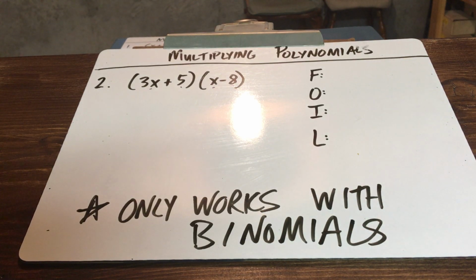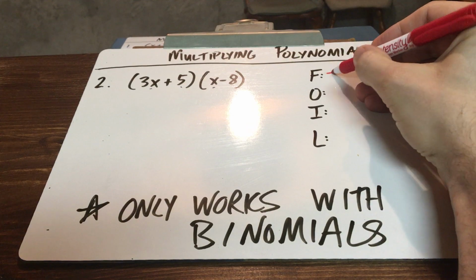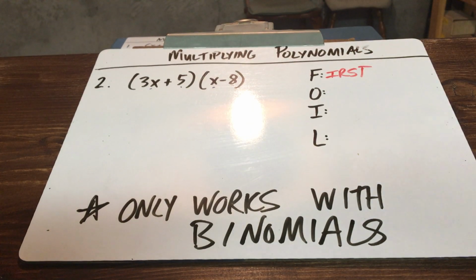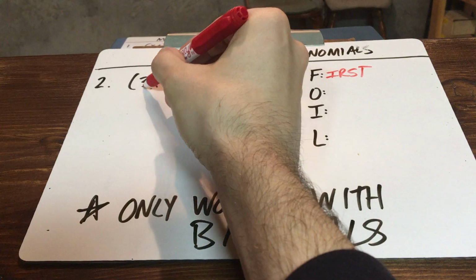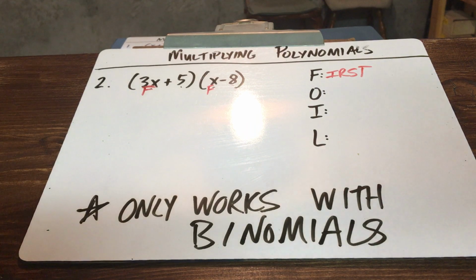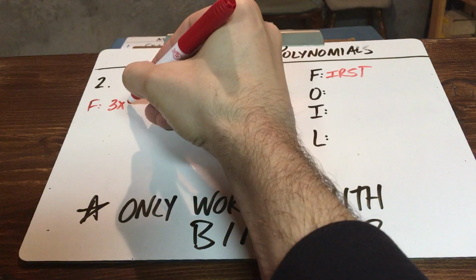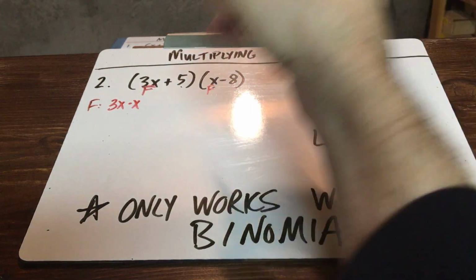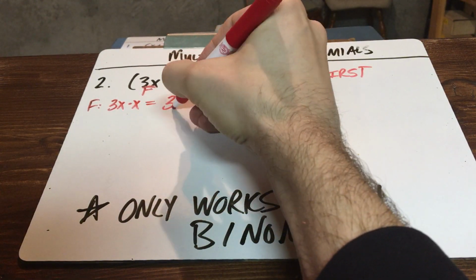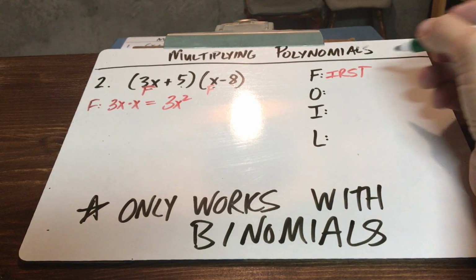FOIL is an acronym for kind of a shortcut, helping you remember what to multiply. The F stands for first, and that means you multiply the first term in each parentheses. Right here, F and F, right? 3x times x. And sometimes I have my kids, especially when they're first learning it, write it out. 3x times x, and then they can put the answer, 3x squared. Now, eventually my students will get good enough where they don't need to write it out every time, but especially at the beginning, I always have them write it out.